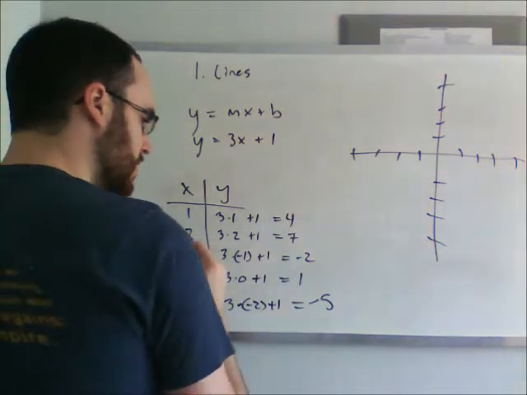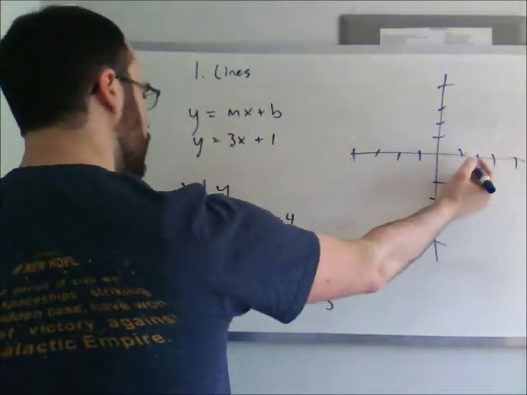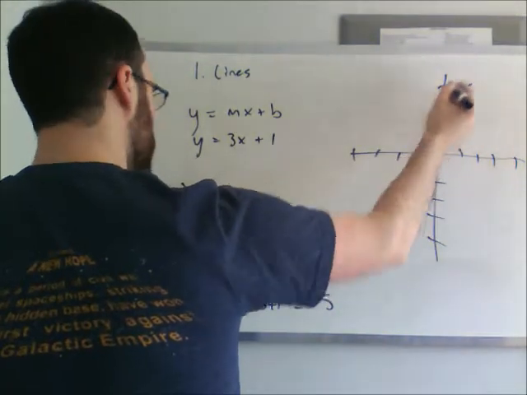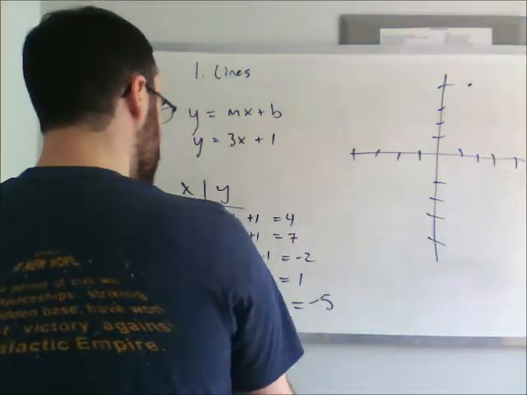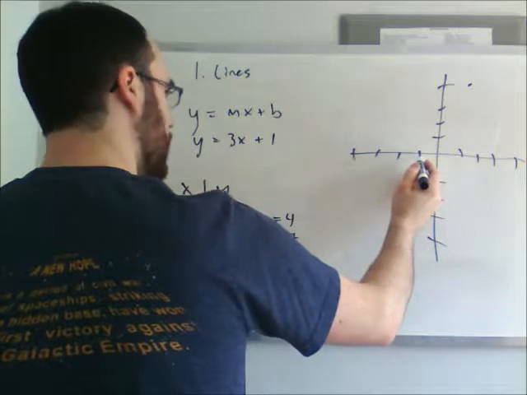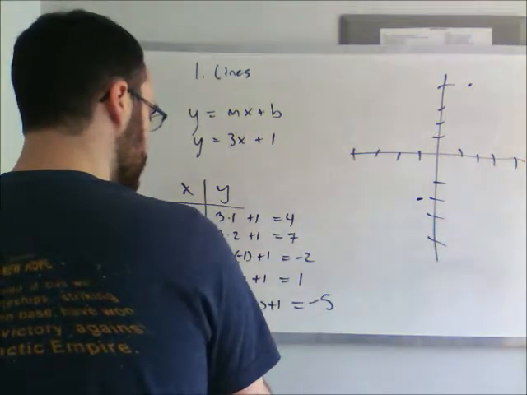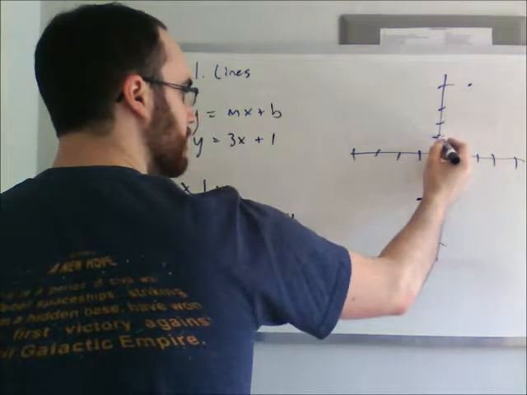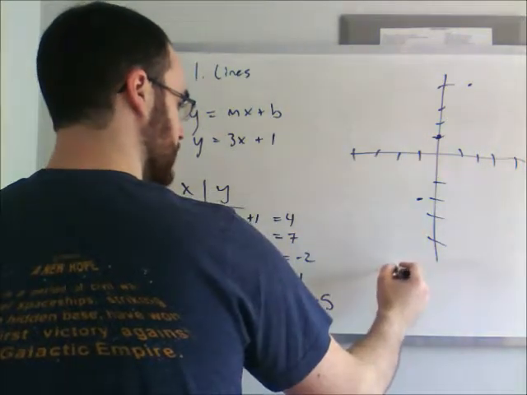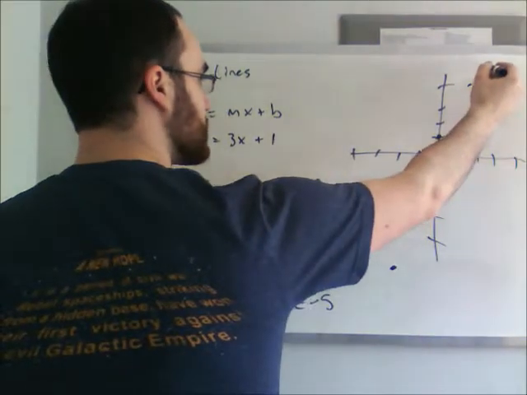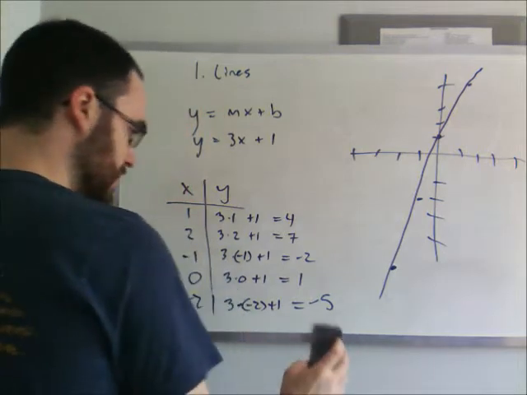Now, we can plot these on our graph. We have x is 1, y is 4. We have x is 2, y is 7, so way up here. x is -1, y is -2. x is 0, y is 1. And x is -2, y is -5, somewhere about here. So you can see right now that this is going to plot to a line down like this. That's the first way you can graph it.